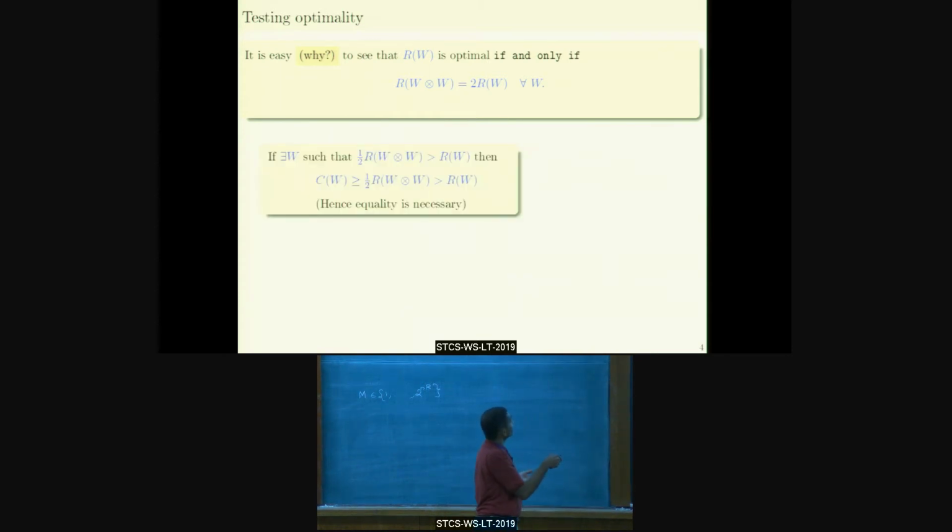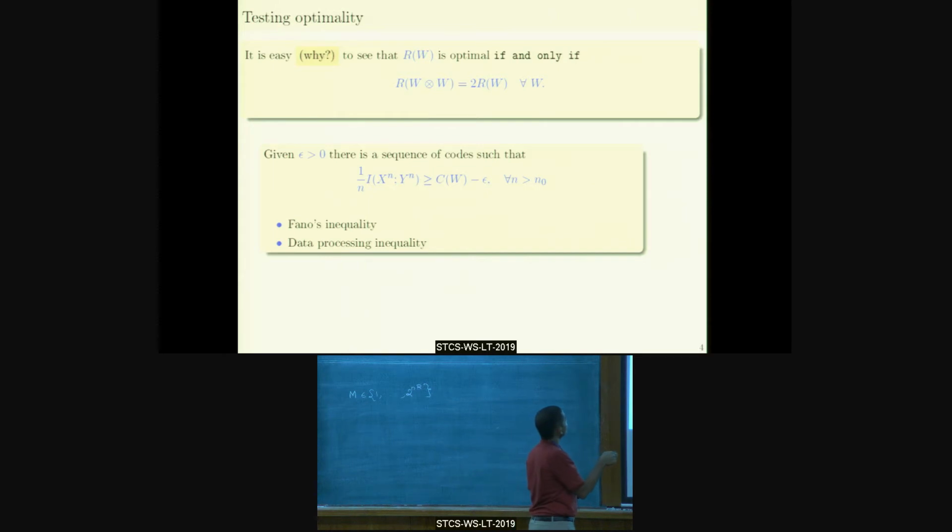Clearly, if the channel W is such that this is bigger than R of W, then I can think of 2 independent channel uses as 2 blocks of time, and I can code across 2 blocks of time, and I can attain this rate for the original channel by just taking blocks of size 2 as one component. So clearly capacity is at least as big as half of R of W tensor W, and if this is bigger than R of W, then you have a contradiction, which means that this is not optimal, therefore equality is necessary. Now why is this sufficient?